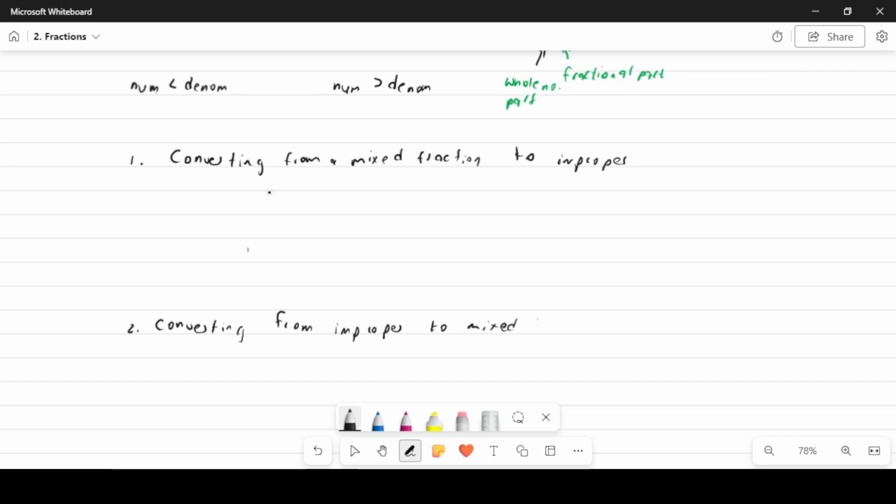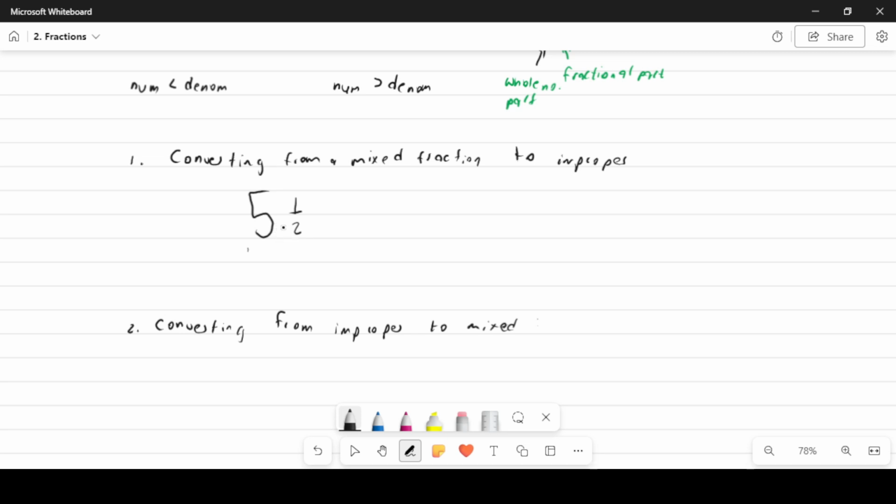Let's say we're given the fraction 5 and 1/2. I'm writing this here so you can see what I am trying to express. The way you convert from a mixed fraction to an improper fraction is you multiply the denominator by the whole number in the front.